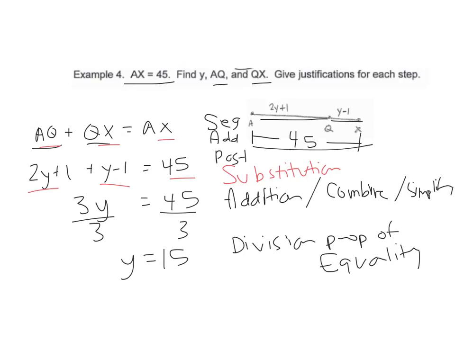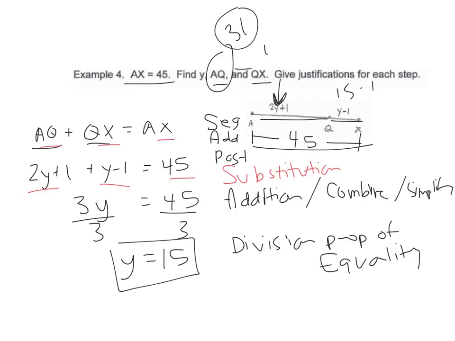So y equals 15, we got that. Now for AQ, plug in 15 right here for y. So 2 times 15 plus 1 is 31. QX is 15 minus 1, which is 14.